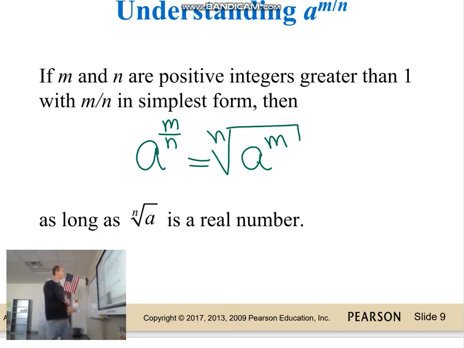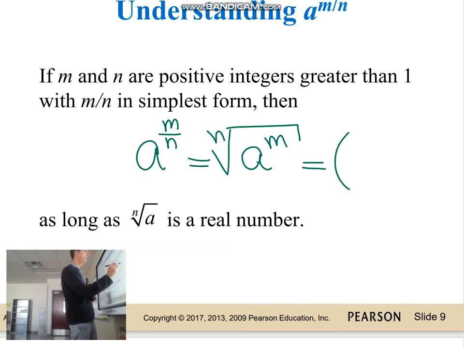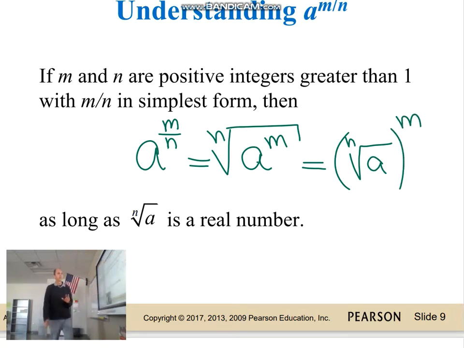Okay. We can also write this as the nth root of a, and the whole thing exponent m. It's all the same thing. We can use one kind of notation or the other kind of notation. It depends on the situation. This will help you solve the problem, as long as the nth root of a is a real number.